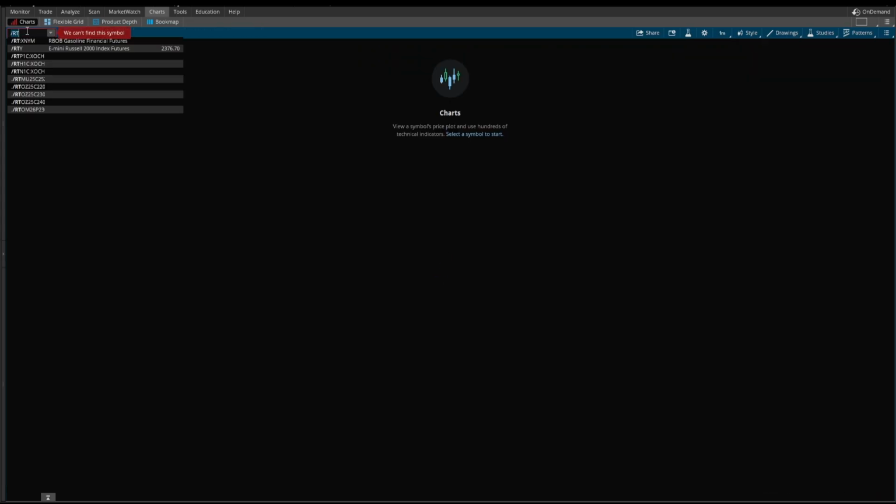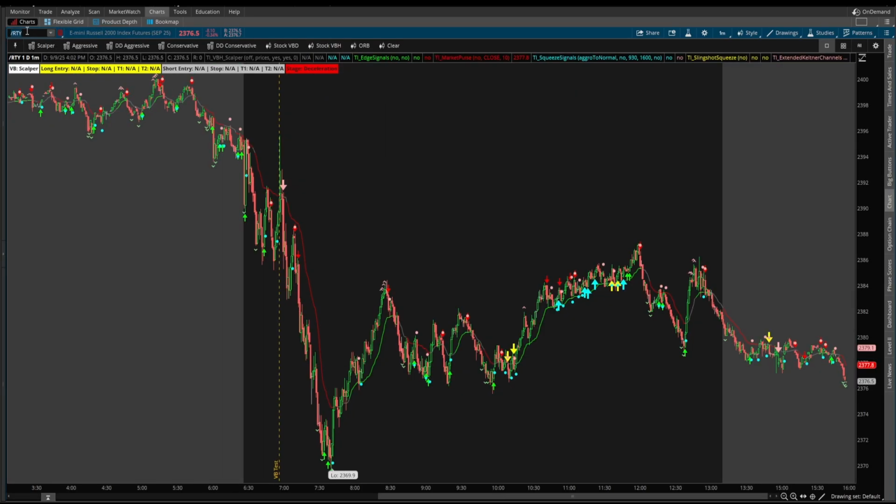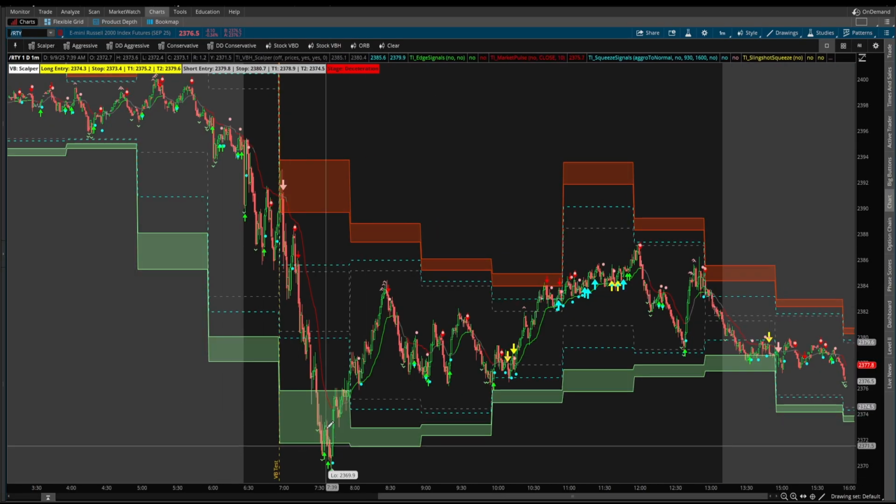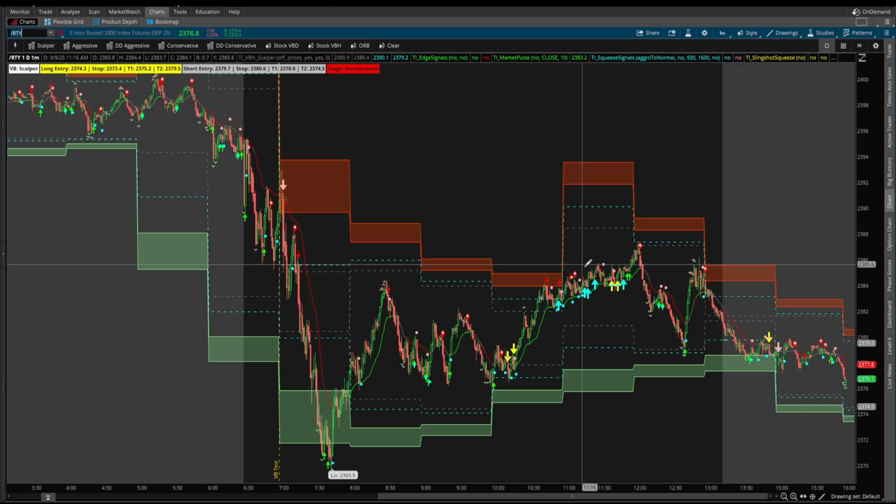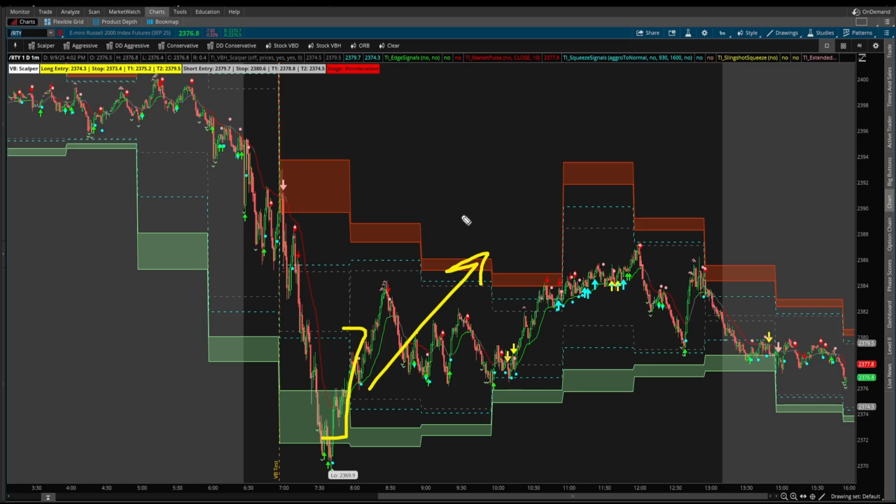And the Russell, in my opinion, was the most volatile from the day. Gave you a really nice long side entry from the morning, but that second short side entry, along with the fact that we never actually got the follow through from the initial first target, left a lot to be desired in the Russell.